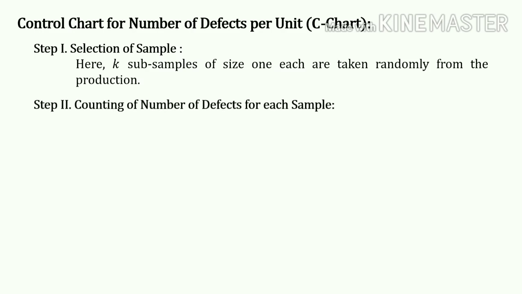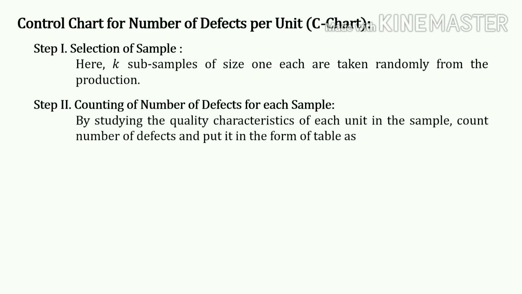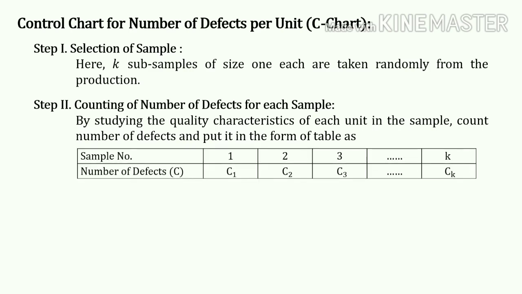Next, second step, counting the number of defects for each sample. By studying the quality characteristic of each unit, count the number of defects and put it in the form of a table, as sample number 1 and the corresponding number of defects C1. In second sample, C2 number of defects, and so on up to the kth sample, which has 1 unit and contains Ck number of defects.